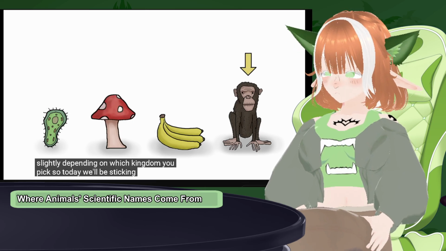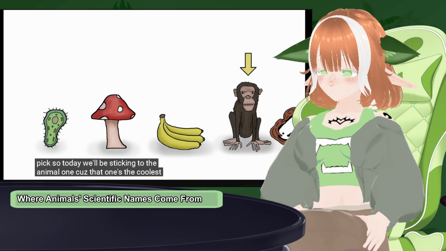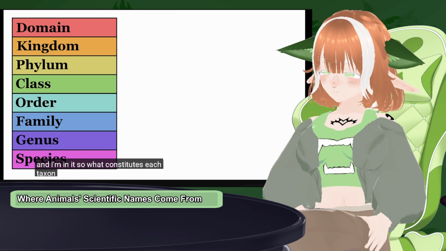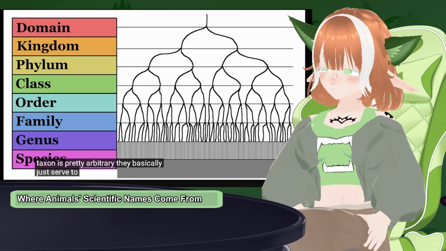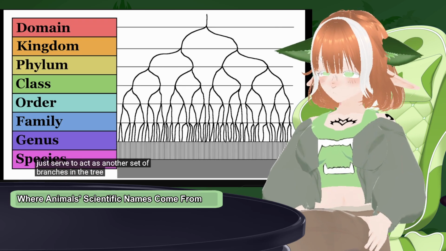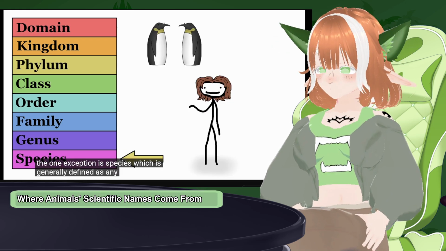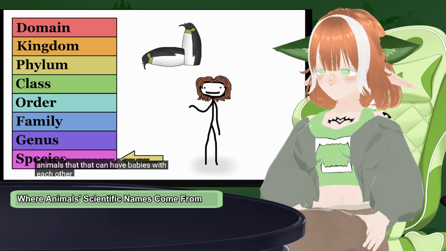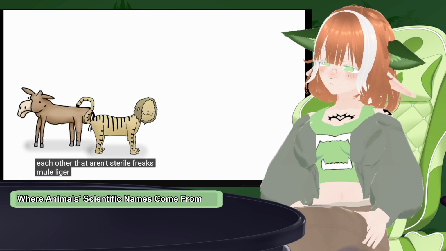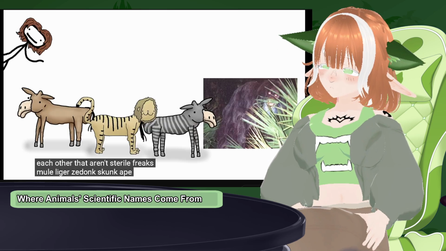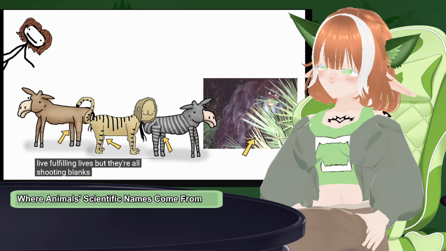The way this whole thing works differs slightly depending on which kingdom you pick. So today we'll be sticking to the animal one, cause that one's the coolest and I'm in it. So what constitutes each taxon is pretty arbitrary. They basically just serve to act as another set of branches in the tree that taxonomists build. The one exception is species, which is generally defined as any group of animals that can have babies with each other that aren't sterile freaks. Mule, liger, zedonk, skunk ape, they can live fulfilling lives, but they're all shooting blanks, so they don't count.